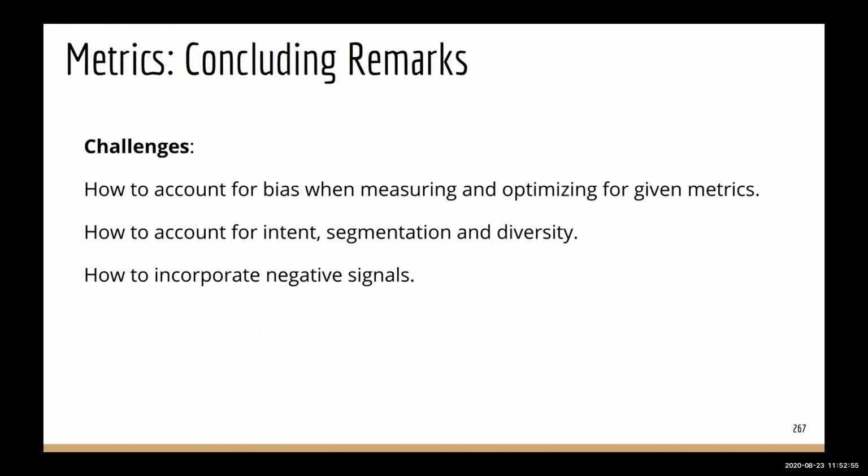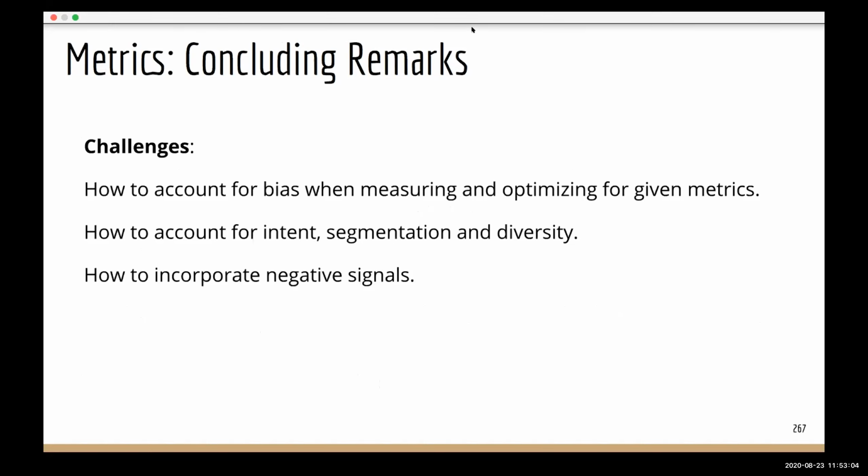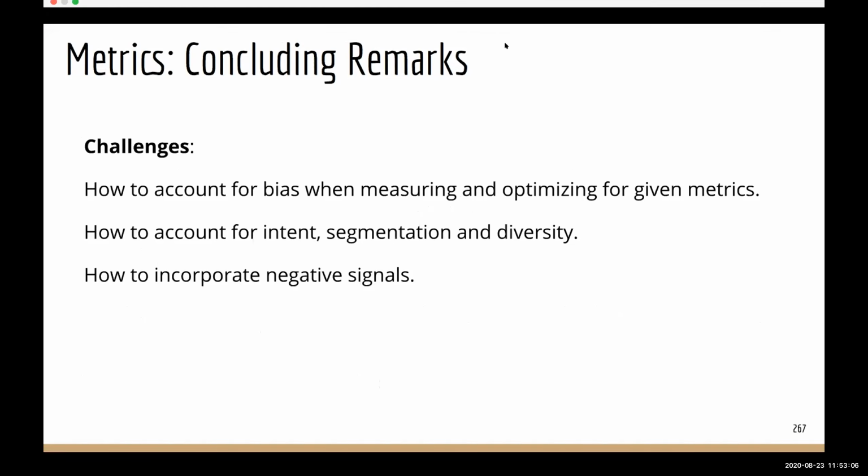And the challenge, bias. It's an important topic, how to account for bias when measuring and optimizing for a given metric. It is well known in the ranked list of results that there's a bias for the top results. There's a whole area around bias in terms of the data sets and so on. So this is a different area, but it's also important to be aware.